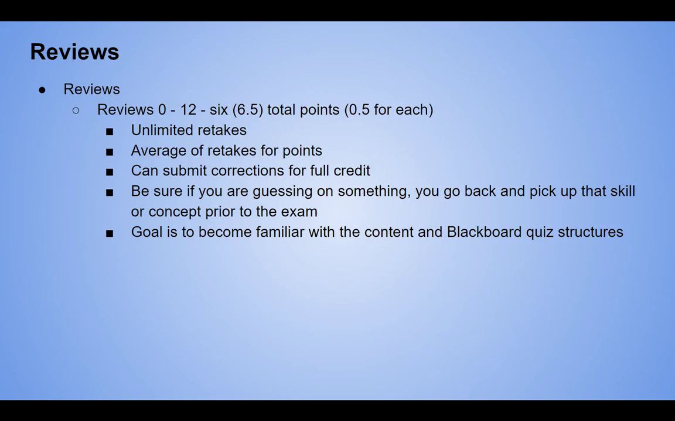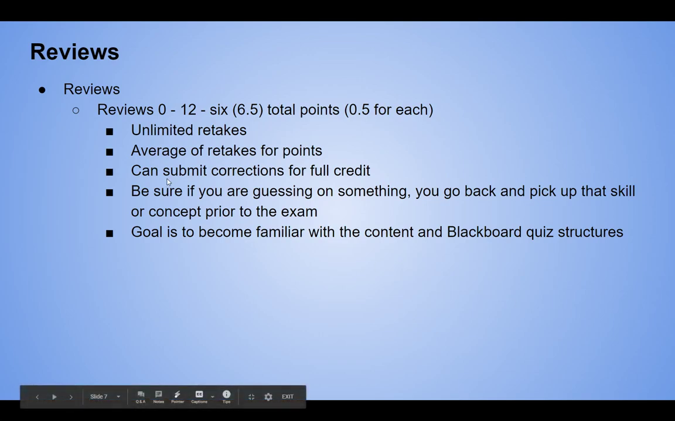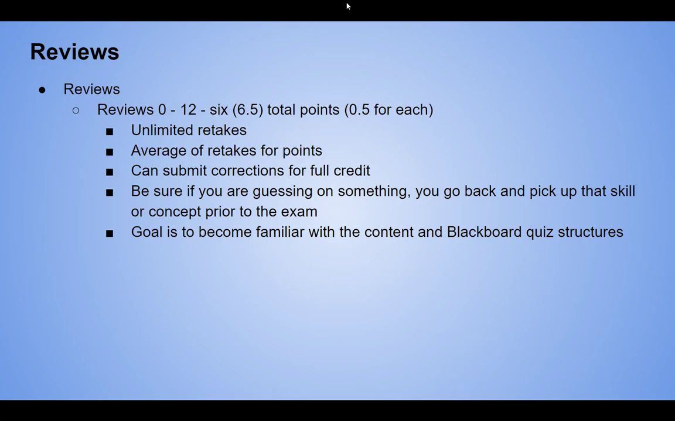Reviews. So we've got another error in here, right? We can correct this 6.5 because there's 13 total reviews, 0.5. Reviews, you can do unlimited retakes. It's an average of those retakes. You can submit corrections for full credit on what you're missing. If you don't submit corrections, you get whatever you earned on the review.